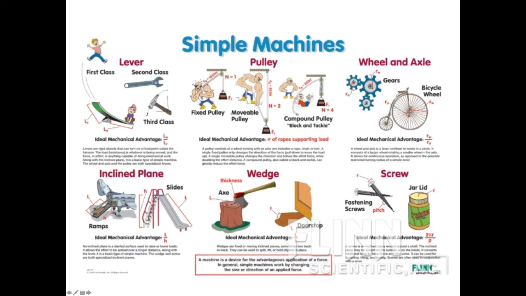An inclined plane is the length divided by the height. A wedge is just 2 inclined planes taped together or pasted together, however you want to call it. And so it's going to be the length divided by the thickness at the thick end. And a screw is just an inclined plane on a circular rod. And so it's going to be the circumference of the screw divided by the pitch of the screw.